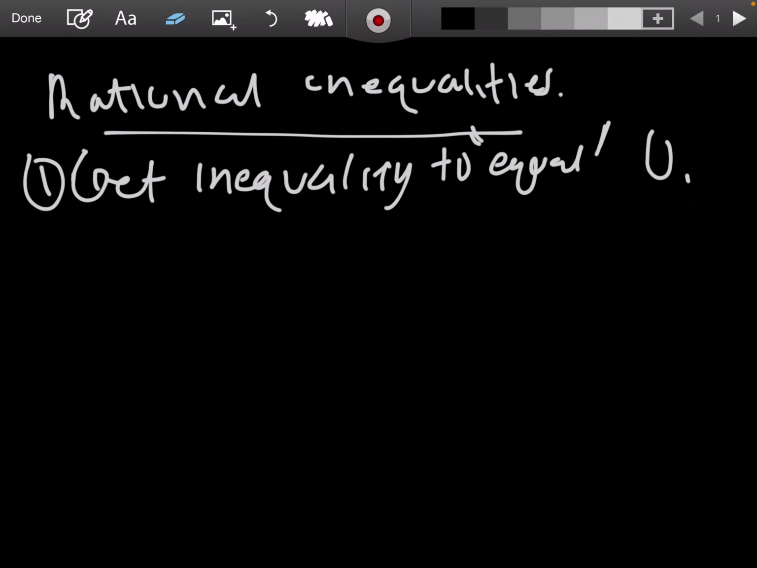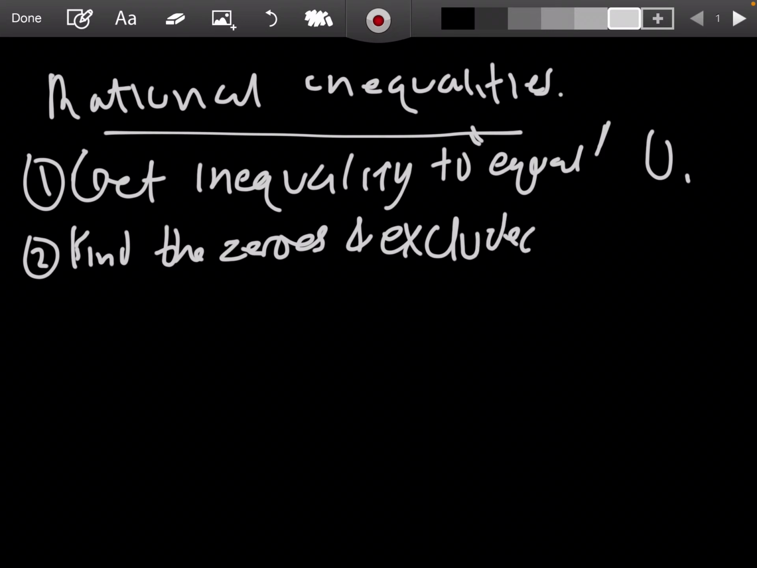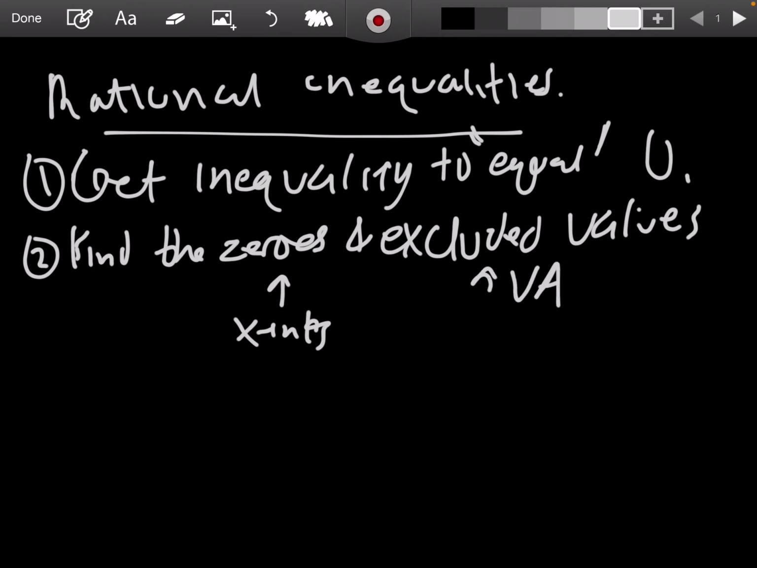So then on to the second step. After you have factored and made your inequality equal to 0, your second step is to find the zeros and excluded values. Now, what are zeros and excluded values? Well, your zeros are going to be your x-intercepts, and your excluded values will be your vertical asymptote and your horizontal asymptote, or any holes you have.